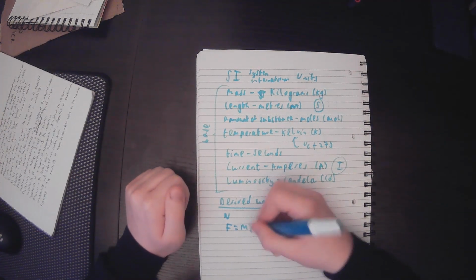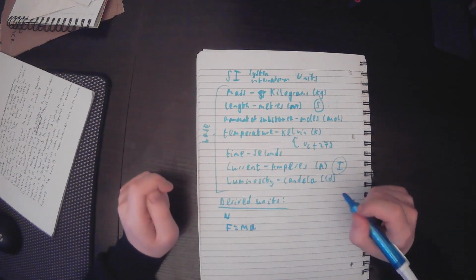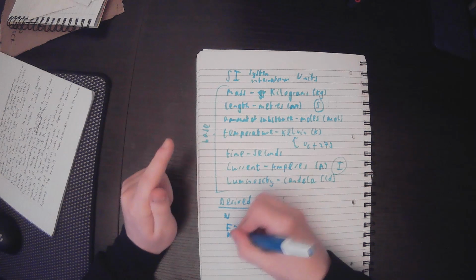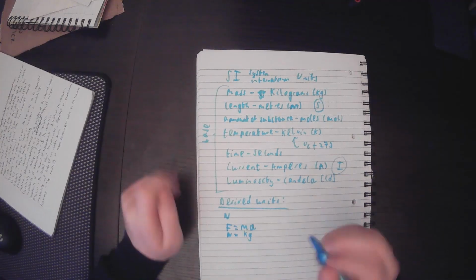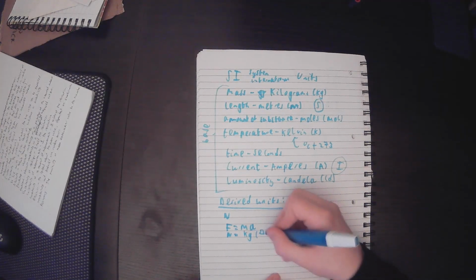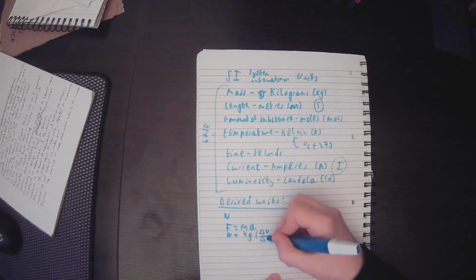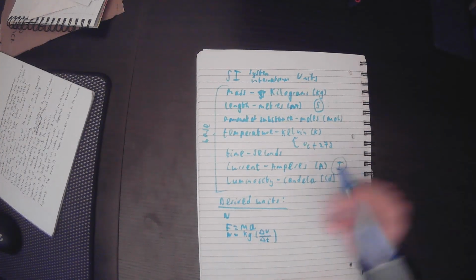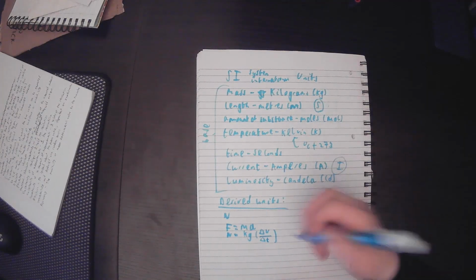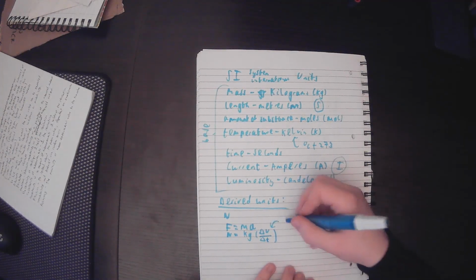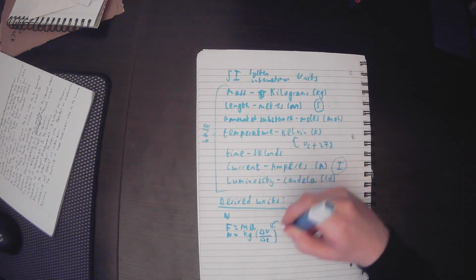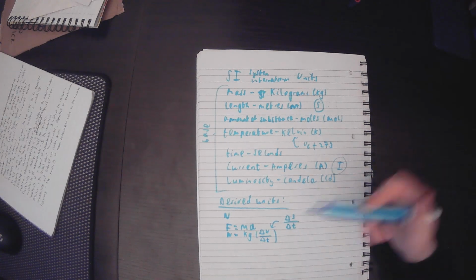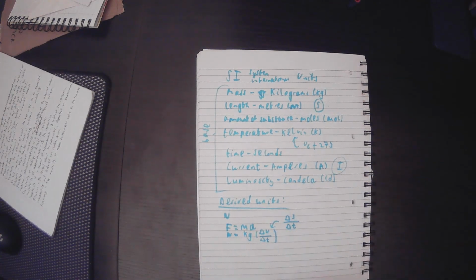So F equals ma, Newton's second law. We can therefore say that newtons equals mass, kilograms, times acceleration. Acceleration is delta velocity over delta t, so change in velocity per unit time. Delta velocity is change in displacement over change in time. So we can say that acceleration is change in displacement per unit time squared.